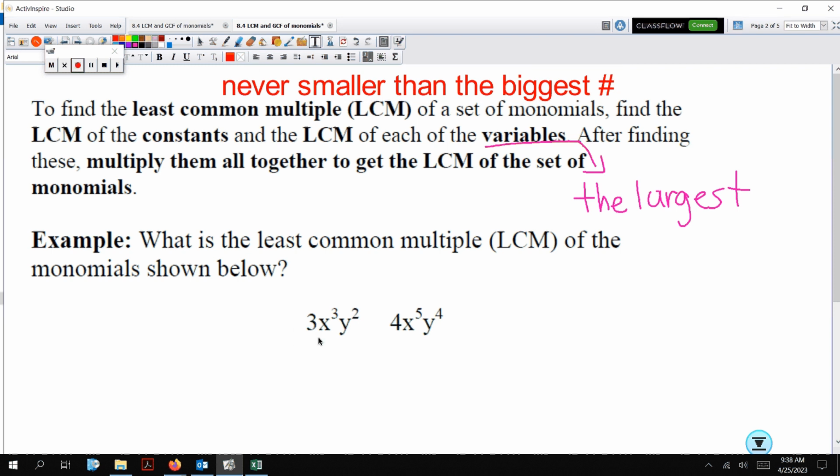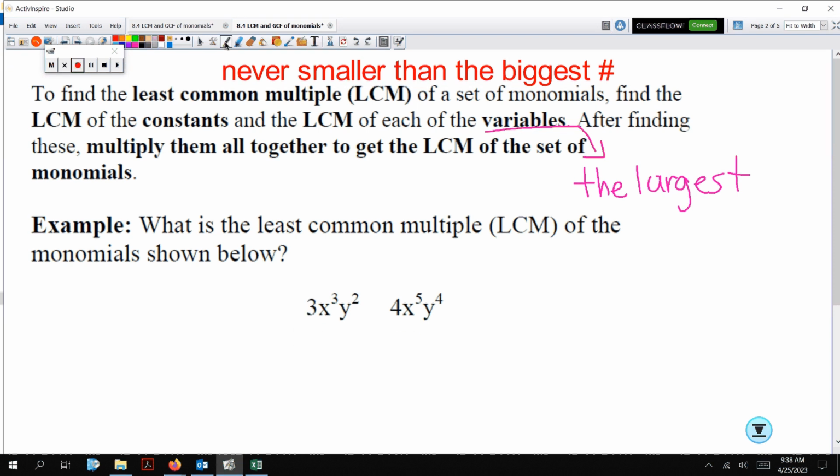So, look at my numbers. I have 3 and 4. Well, 3 does not go into 4. When I'm doing least common multiple, I'm looking at the largest number. So now I'm going to write some multiples of 4 until I find one that 3 goes into. So 4 times 1 is 4, 4 times 2 is 8, 4 times 3 is 12, 4 times 4 is 16.